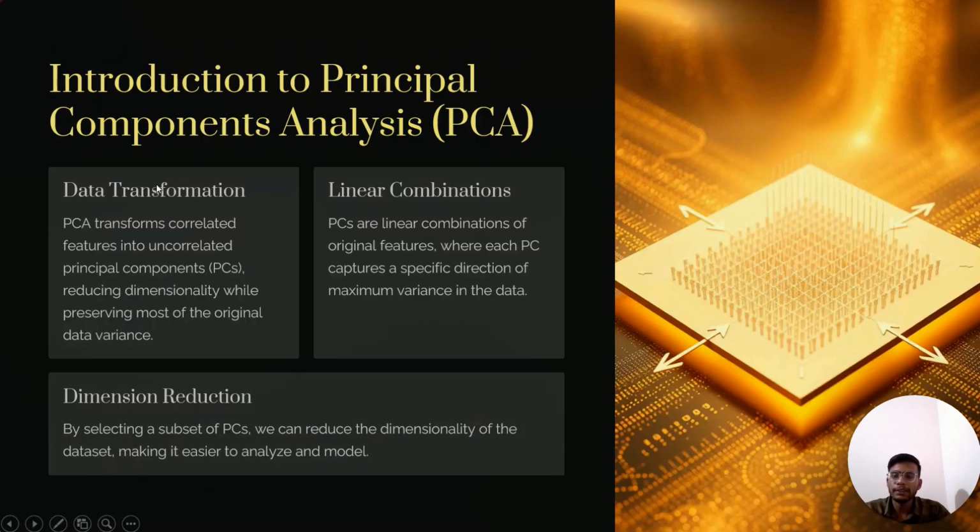We have an introduction to PCA. Data transformation: PCA transforms correlated features into uncorrelated PCs, principal components, reducing dimensionality while preserving most of the original data variance. Next, linear combination. PCs are linear combinations of original features, where each PC captures a specific direction of maximum variance in the data. Next, dimension reduction. By selecting a subset of PCs, we can reduce the dimensionality of the dataset, making it easier to analyze and model.